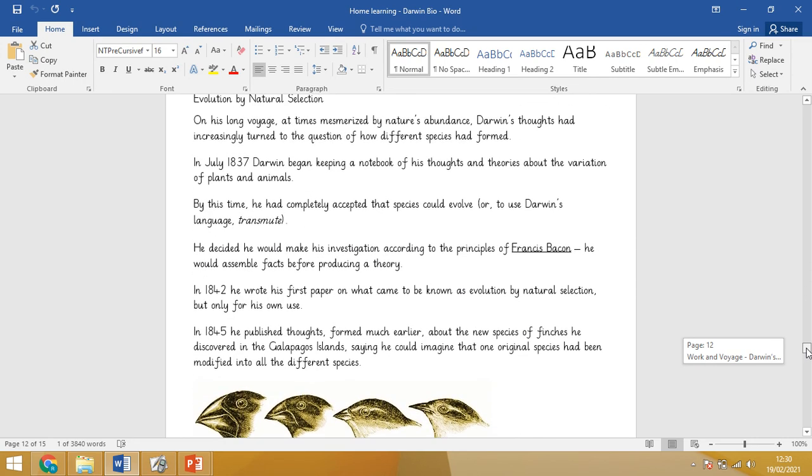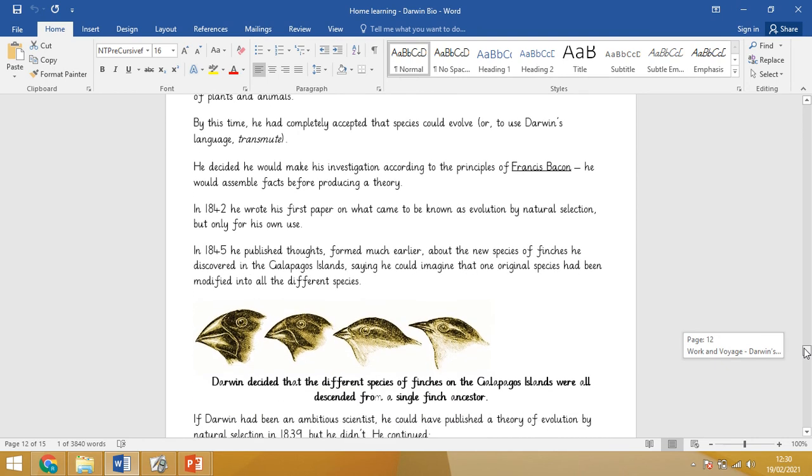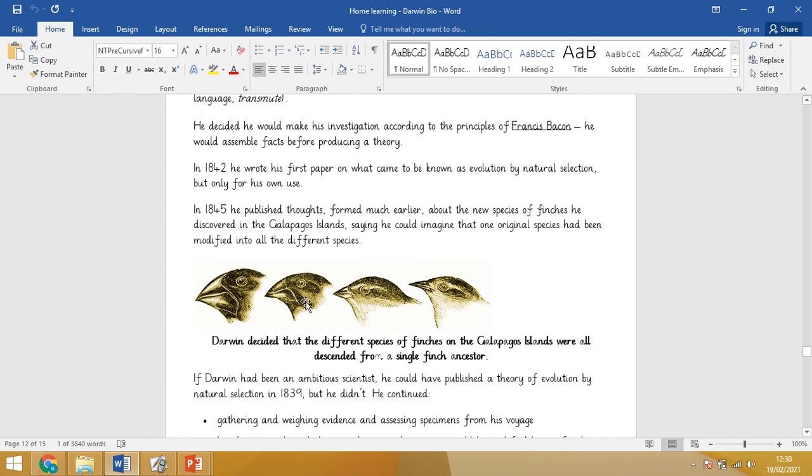And it gives you a bit more detail here about when he published this information. But he wrote the first paper, but it was only for him. That was the other important bit. It wasn't for anyone else. And he wrote that in 1842 and then in 1845. And that's when he said that one original species had been modified into 4 different species here, and that was later proven.